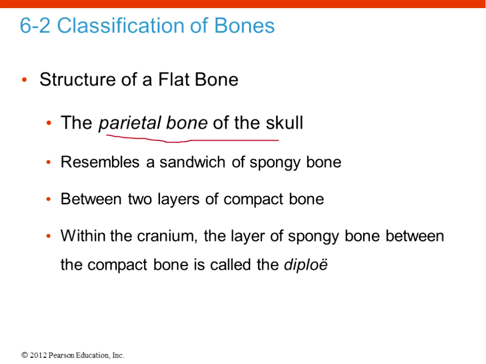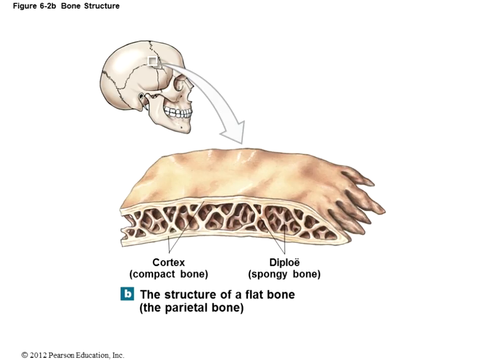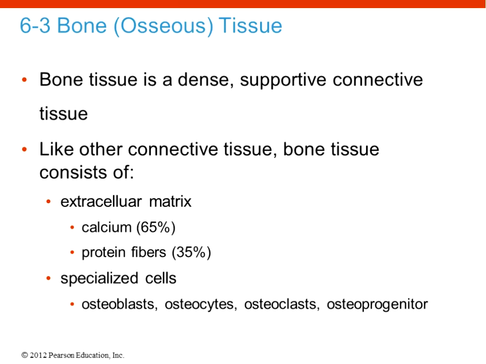Flat bone is structured like the parietal bone of the skull to resemble a sandwich of spongy bone, right? It's sort of two layers of compact bone with spongy bone in between. So that's typical of what you see in a flat bone. We'll be looking at those later on. All right, so that gives us an idea of how the tissues or bones are sort of organized and some general features that we're going to see on bones.